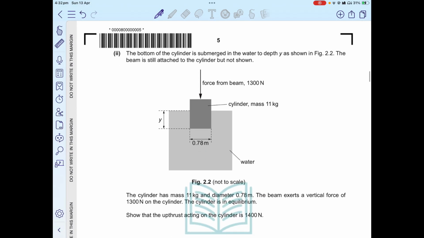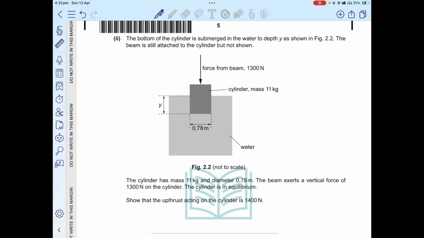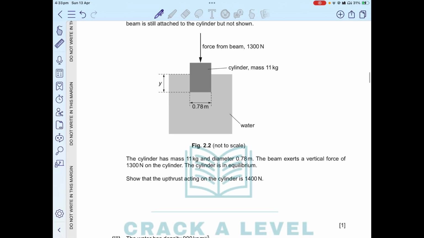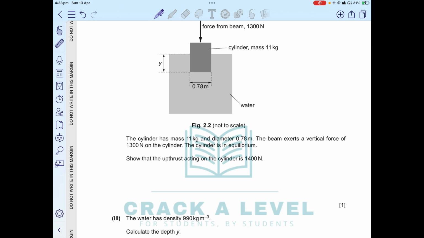The bottom of the cylinder is submerged in the water to a depth y as shown in figure 2.2. The beam is still attached to the cylinder but it's not shown. The cylinder has a mass of 11 kg and a diameter of 0.78 meters. The beam exerts a vertical force of 1300 newtons on the cylinder. The cylinder is in equilibrium, so the upthrust acting on the cylinder is 1400 newtons.